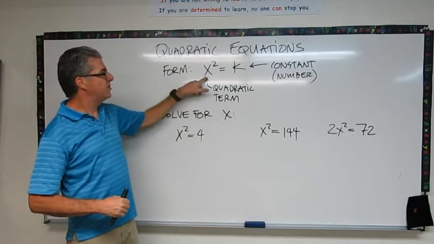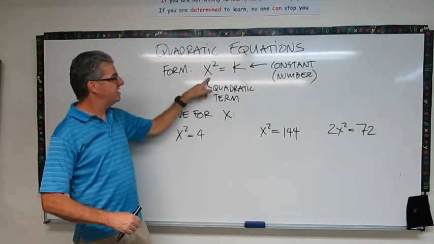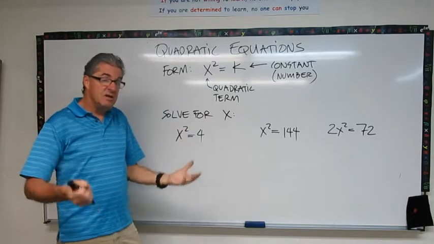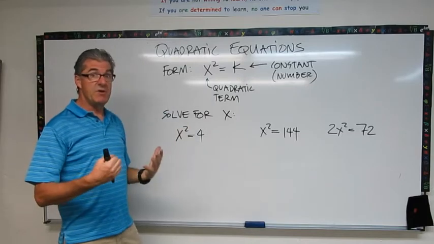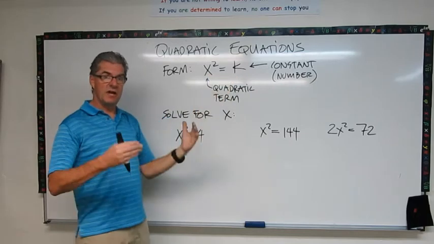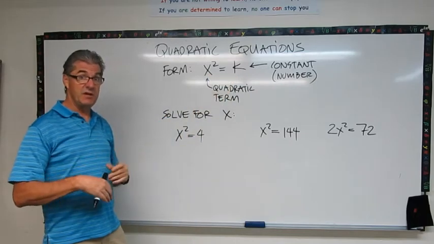In this case, these are the most simple quadratic equations. It's just x squared equals k, which is some constant. Could be 68, could be 100, could be some kind of a number. So this is the basic form of those equations. Now we're going to complexify that a little bit as we go.